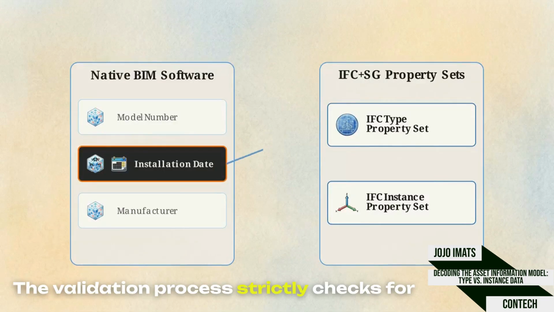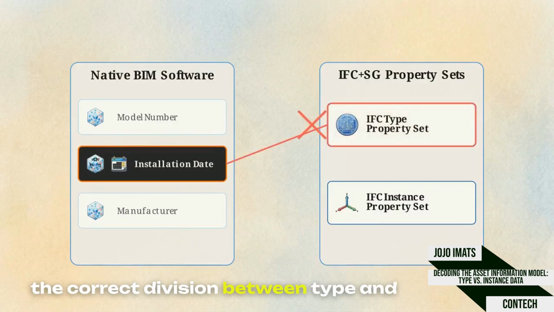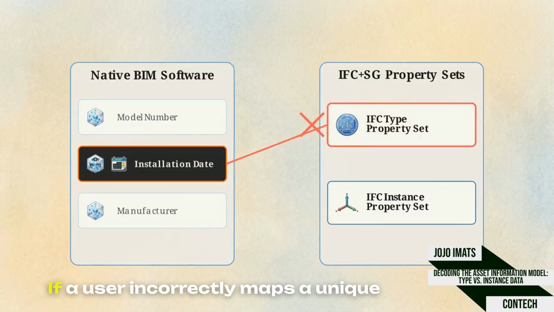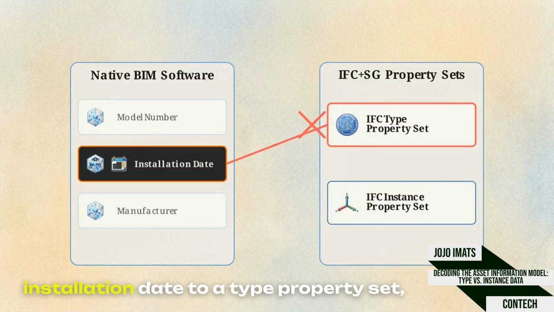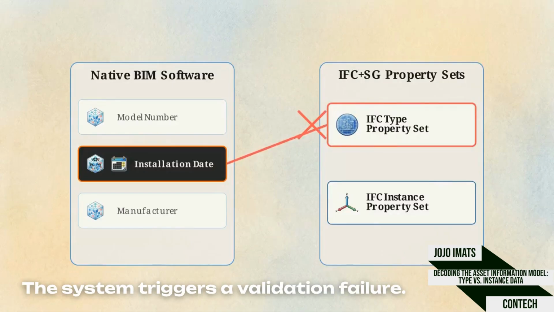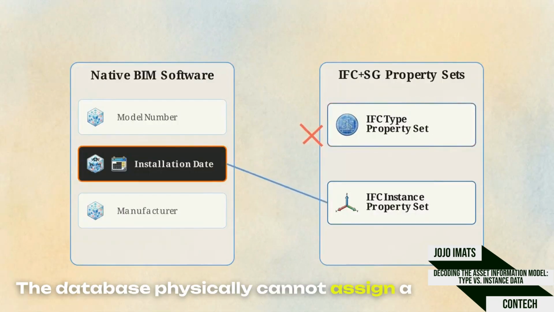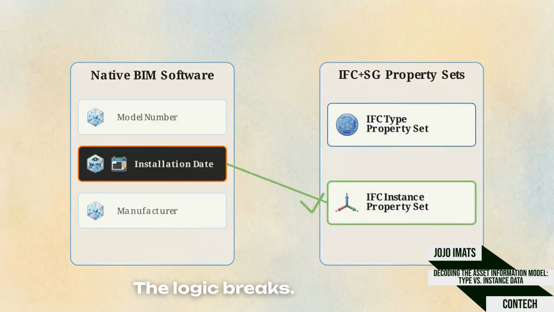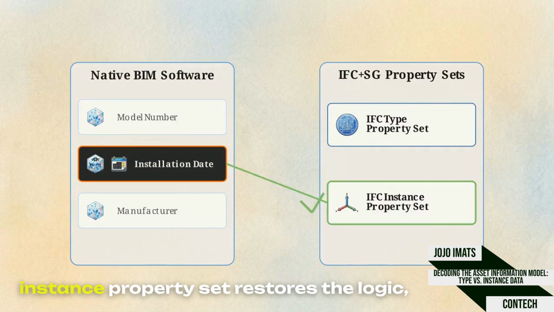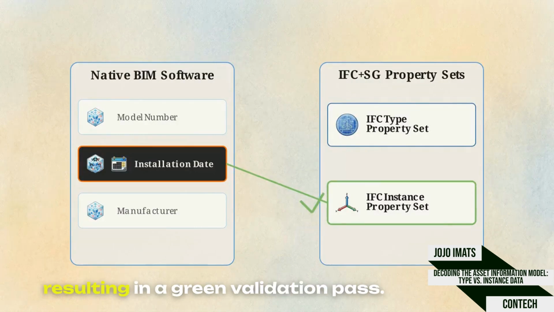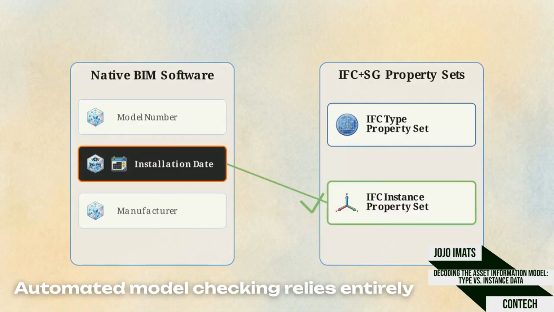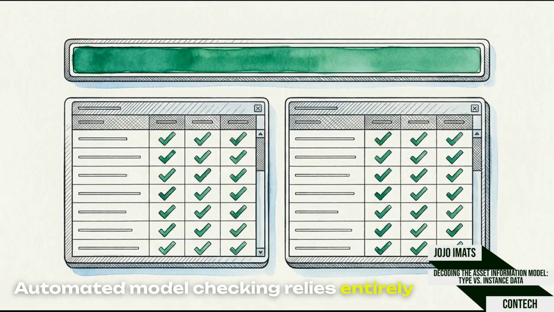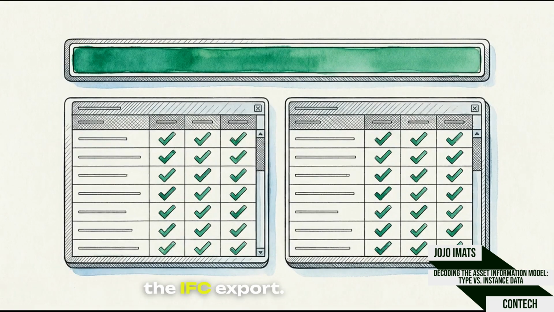The validation process strictly checks for the correct division between type and instance parameters. If a user incorrectly maps a unique installation date to a type property set, the system triggers a validation failure. The database physically cannot assign a single calendar date to a universal asset class. The logic breaks. Remapping the installation date to an instance property set restores the logic, resulting in a green validation pass. Automated model checking relies entirely on this logical bifurcation. Failing to respect the taxonomy breaks the IFC export.